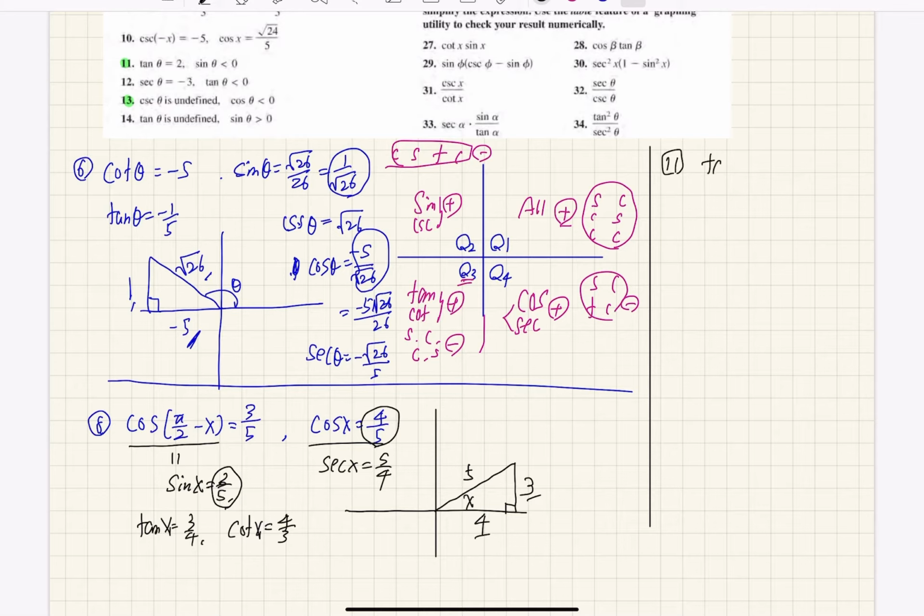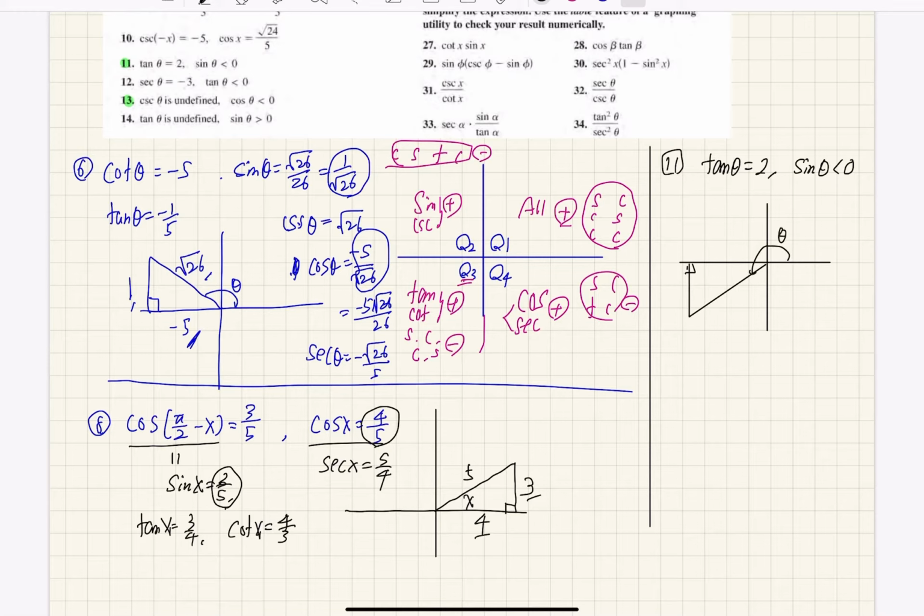tangent theta is equal to 2, and they say sine theta is negative. Tangent is positive 2 and sine is negative, so we should use Q3, the third quadrant. In the third quadrant, tangent and cotangent are positive and the other functions are all negative. So I think angle theta should be in the third quadrant.